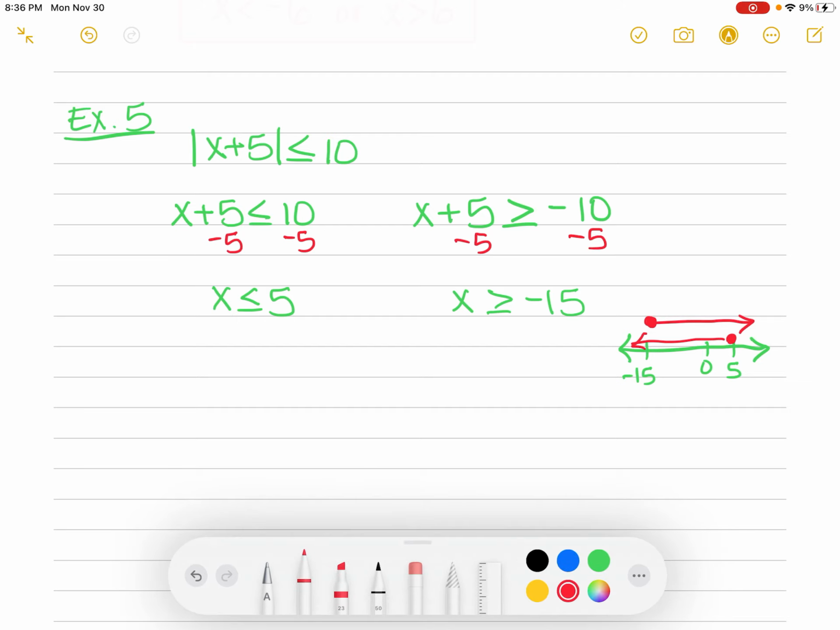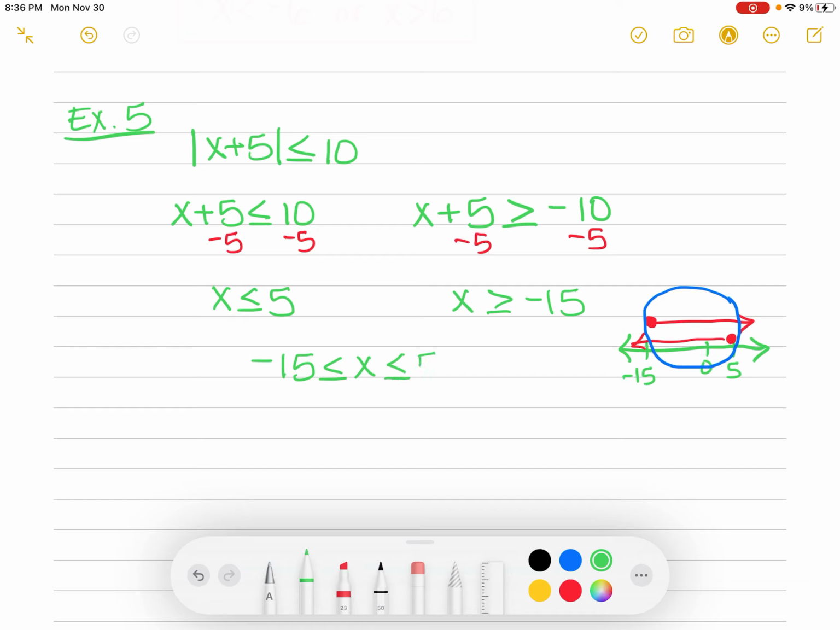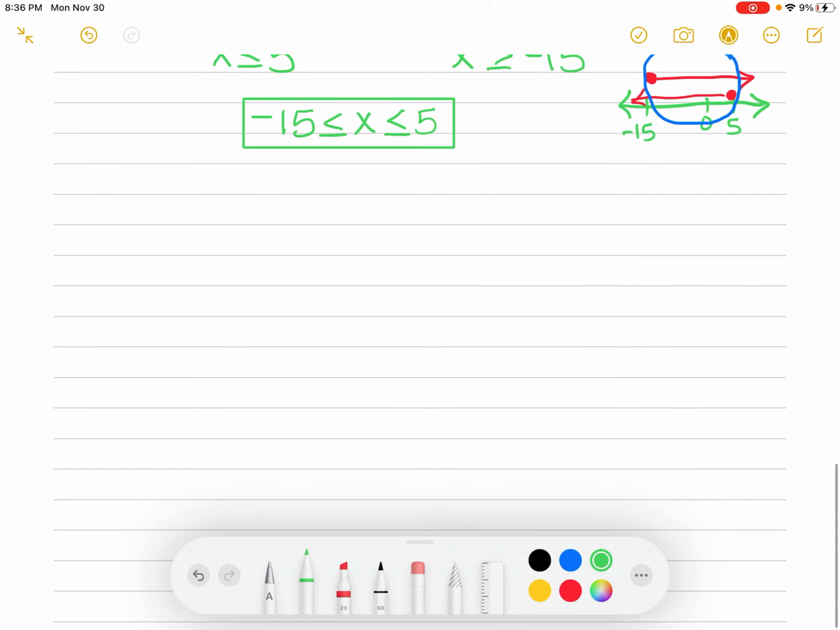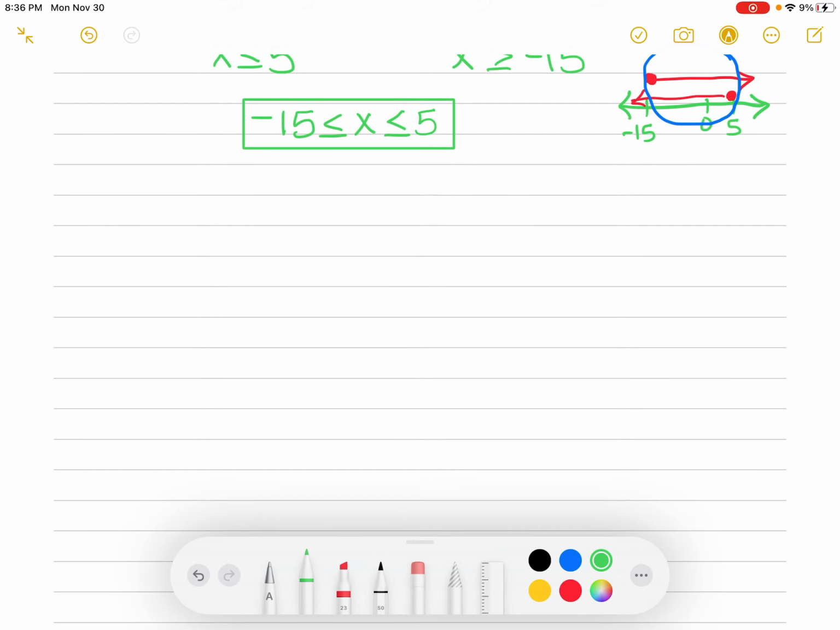So you see how this is a conjunction because we're only going to graph inside. I kind of left out that circle. We're only going to say this is the answer where they both are together. So in order to write that out, I put the least number here and then the greater number here. And that's my answer. So I have a conjunction. Okay. Hopefully this isn't too difficult if you were able to do inequalities.